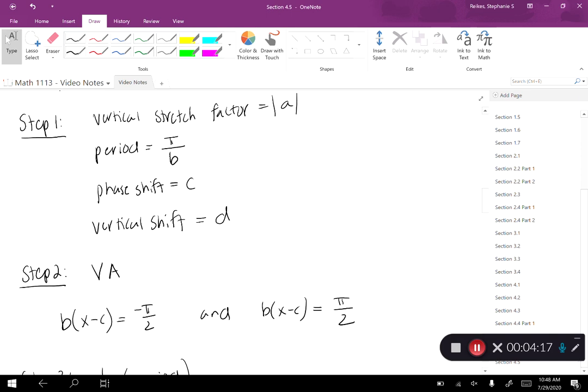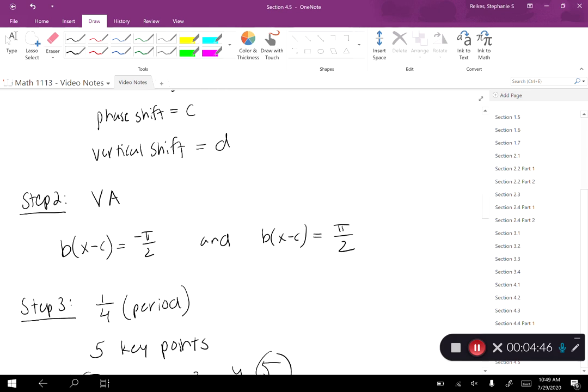Phase shift stays the same, it's c. Again, depending if it's moving right or left. If it's negative, it's moving to the right, and we use the positive c value. If it's positive in the equation and it's moving left, then we're going to say negative c. Vertical shift stays the same, up and down. If it's positive, it's shifting up. If it's negative, it means it's shifting down.